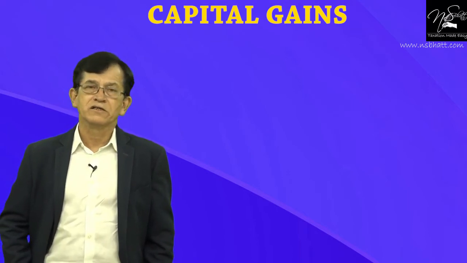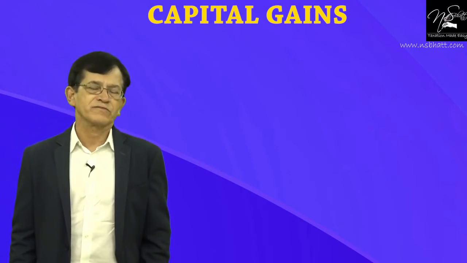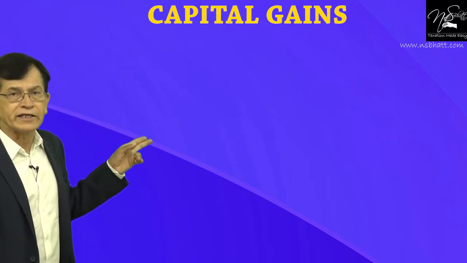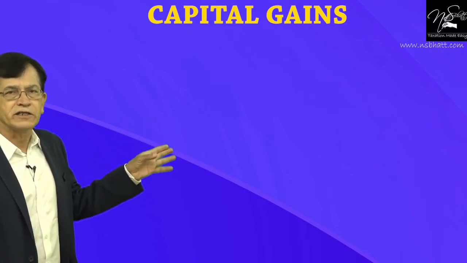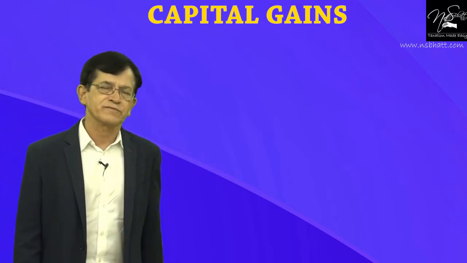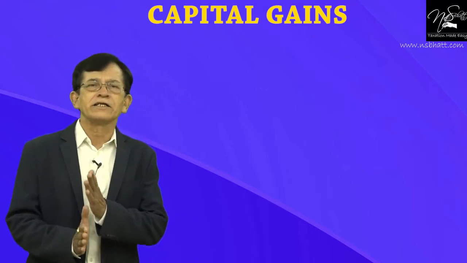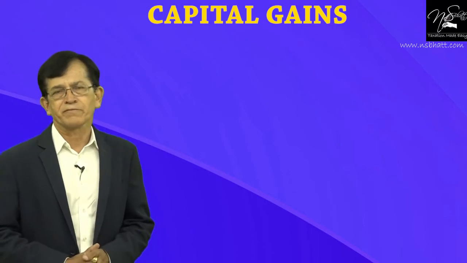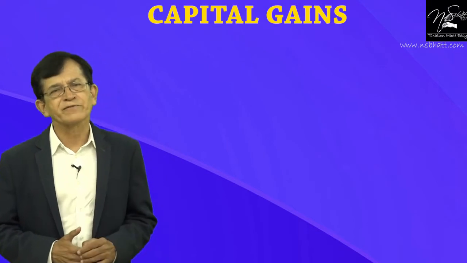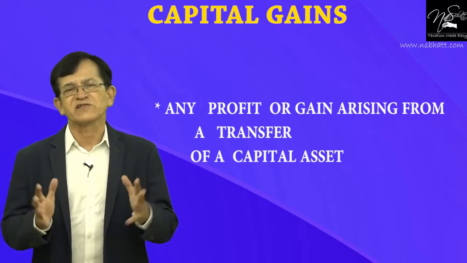This way we decide what is a capital asset and what is not a capital asset. Look at my first line: any profit or gain on a transfer of a capital asset. So we saw what a capital asset is. I'm not going into those questions of agricultural land in rural area versus urban area, because that was done in detail at the IPCC. But I'm going to an important terminology here, and that is transfer.